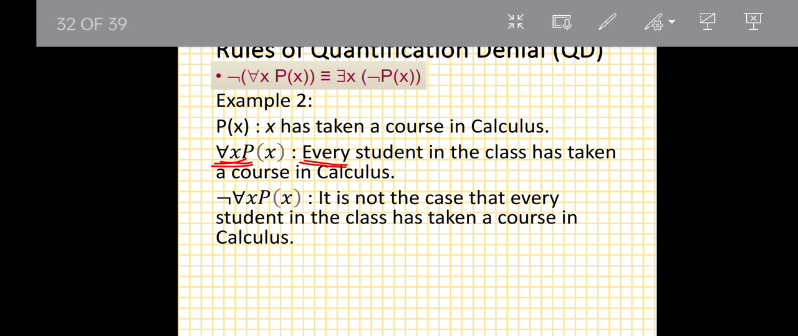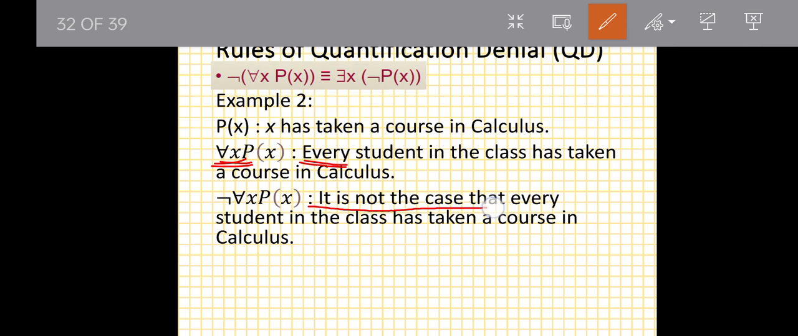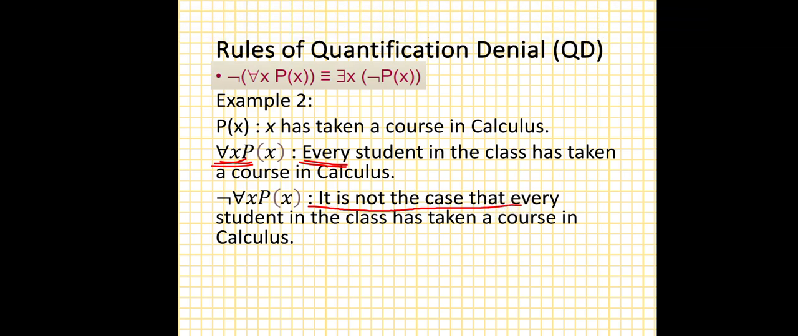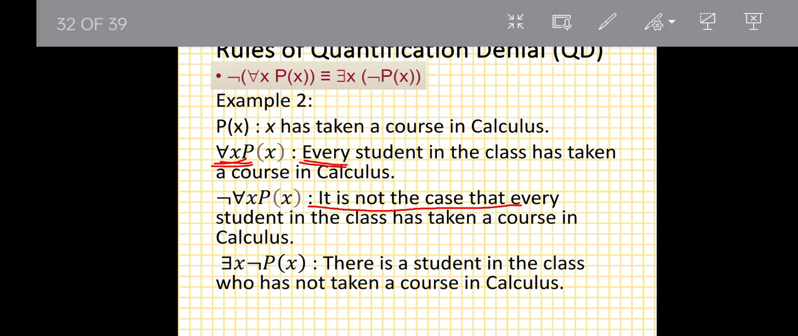So, pwede din namang ito, it is not the case that every student in the class has taken a course. I hope that's clear, no? And equivalent na siya sa there exists negation ng p of x natin such that there is a student in the class who has not taken a course in calculus. So, there exists negation ng ating given function, not taken a course in class.